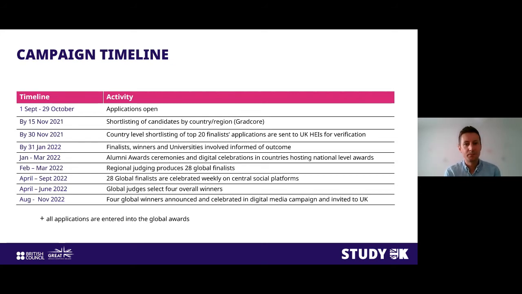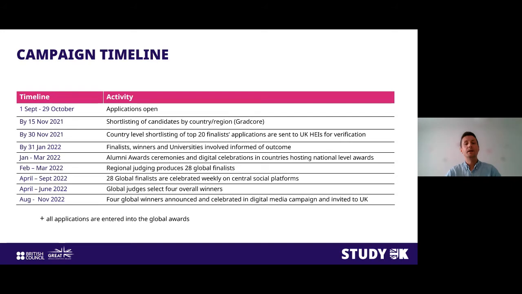So once that application stage closes, all of the applications will make their way over to our colleagues at GradCore, who are going to talk a little bit in about 10 minutes or so. So all of those applications will go to GradCore, who will review and mark all of the applications against the criteria. So that will happen by the 15th of November. And then country shortlisting will happen before the end of November 2021.